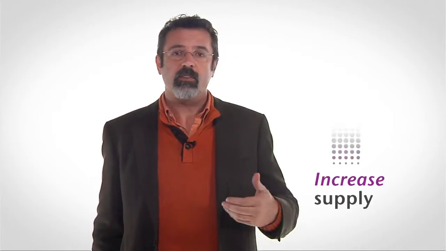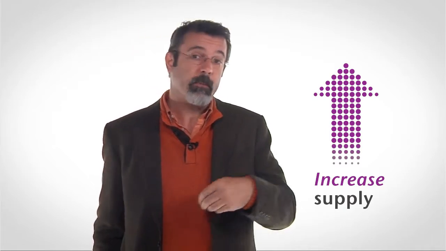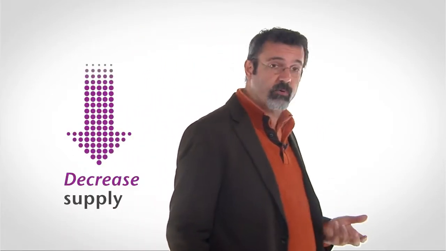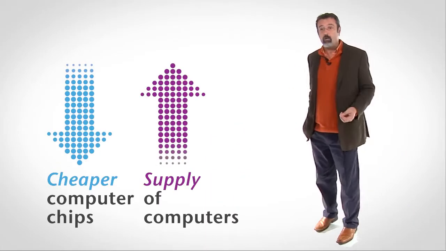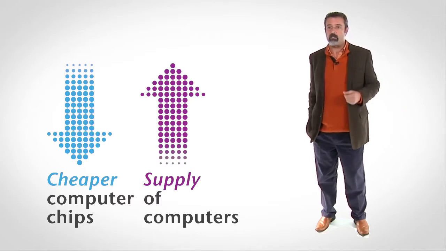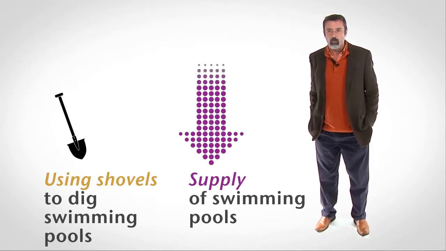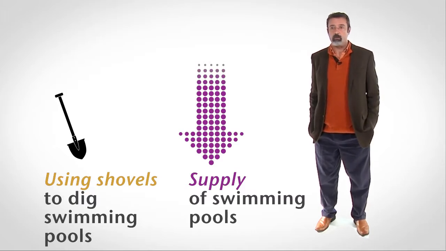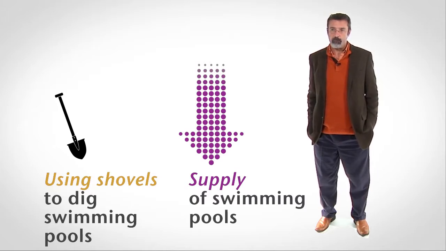Events that cause producers to want to offer more of a product for sale or make it easier to offer a product are said to increase supply. Events that cause producers to want to offer less of a product for sale or make it more difficult to offer the product are said to decrease supply. For example, making computer chips cheaper makes it easier for computer producers to offer computers. Making computer chips cheaper increases the supply of computers. Using shovels instead of a backhoe to dig swimming pools makes it harder to produce swimming pools. So using shovels instead of backhoes decreases the supply of swimming pools.